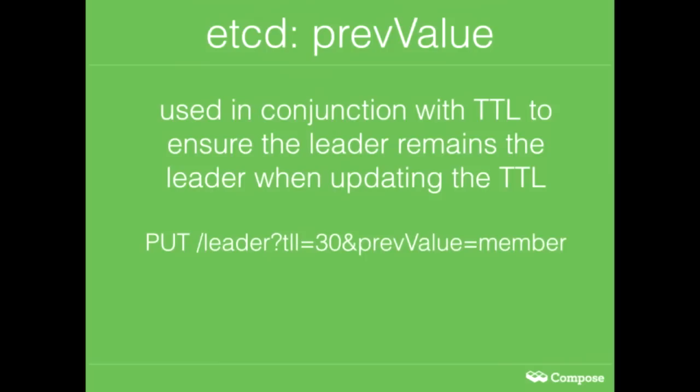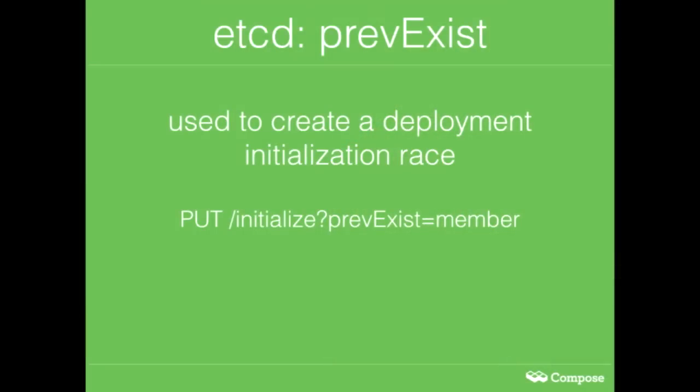prevValue is used in conjunction with the TTL. So leader, TTL equal 30, and prevValue equal member. What this does is whenever the leader is going through its loop, it makes sure that it is still the leader. That prevValue says, I am still the leader, and if I'm still the leader, I want to set the TTL to 30 more from what it currently is.